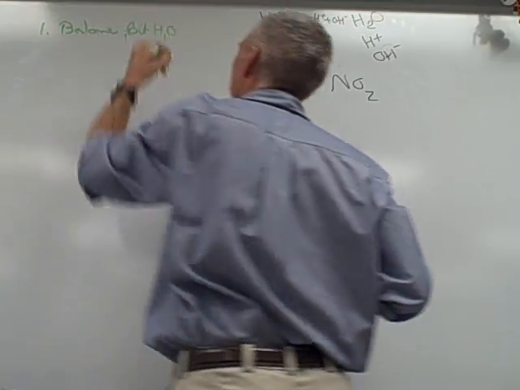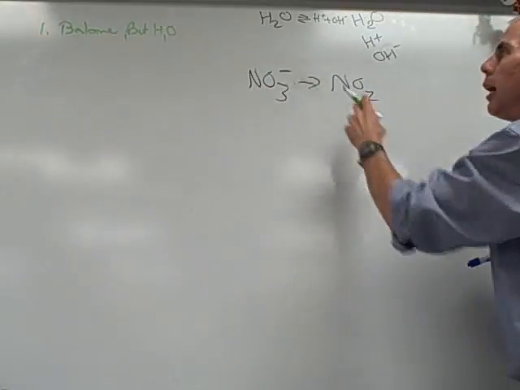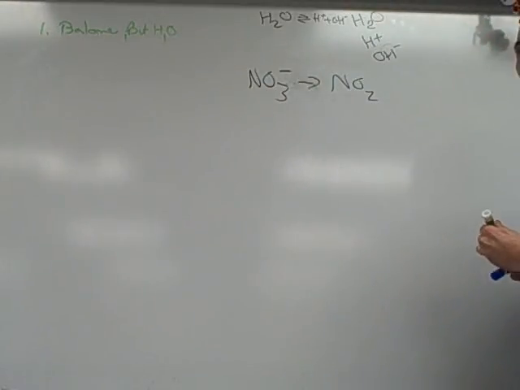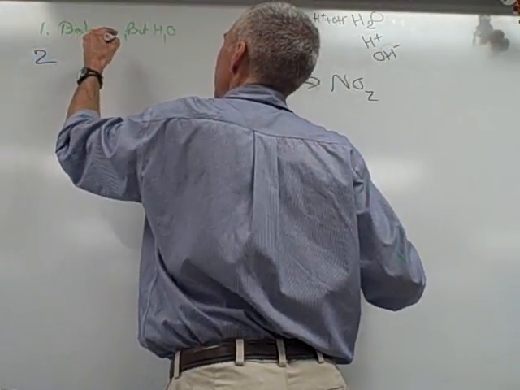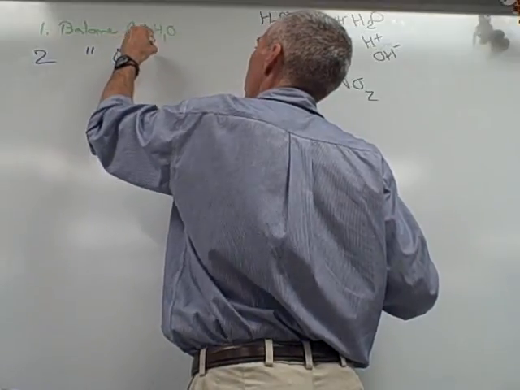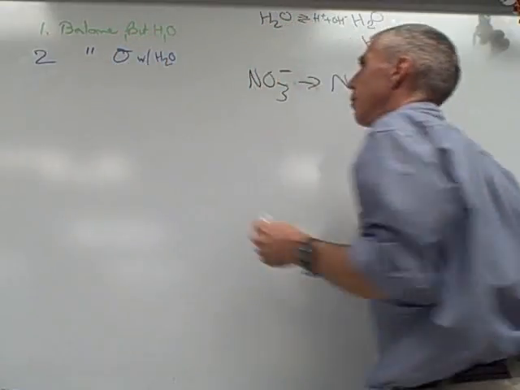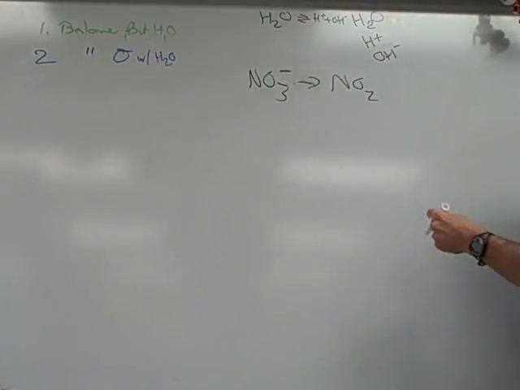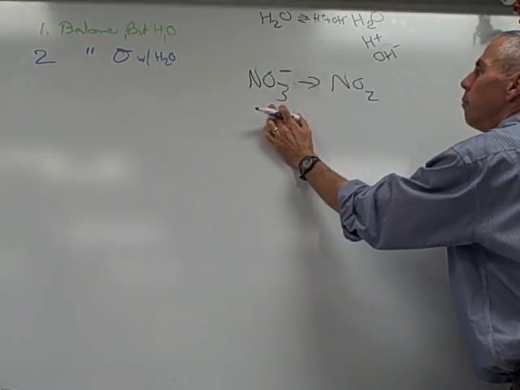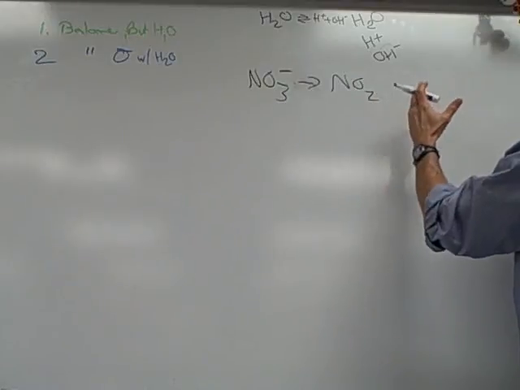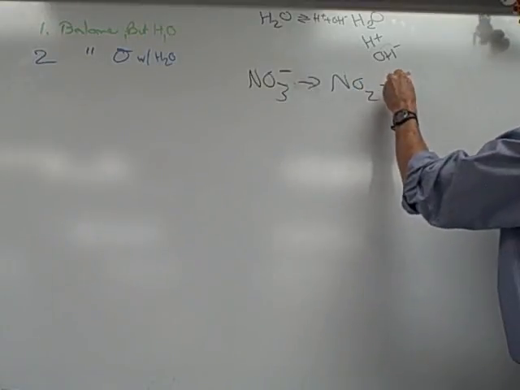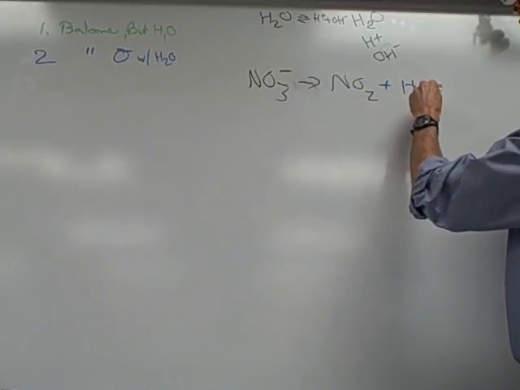hydrogen and oxygen. Well, how many nitrogens on each side? 1 and 1. So that's good. Step 2, we're going to balance the oxygens with water. So how many oxygens do we have over here? 3. How many over here? 2. So how many more oxygen do I need? 1. So we're going to add water.